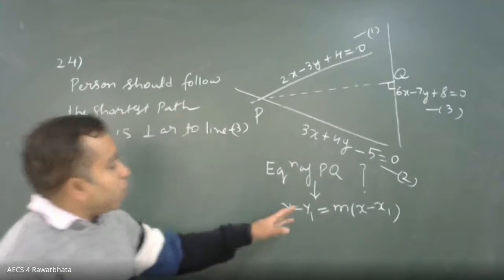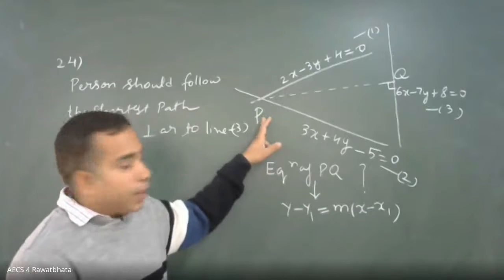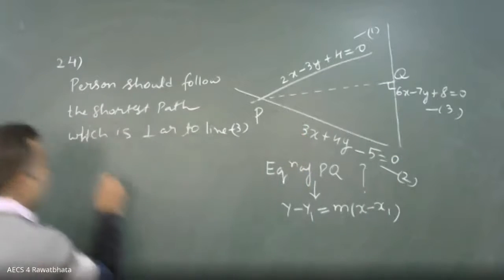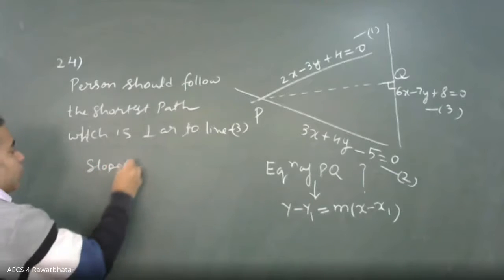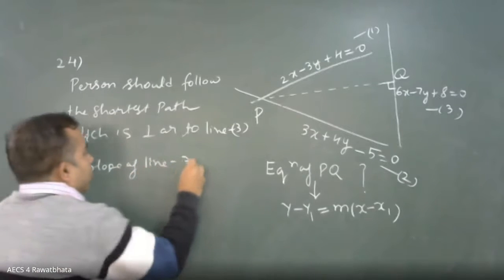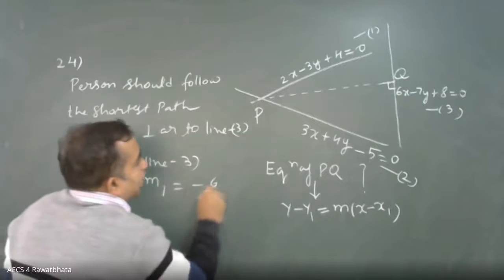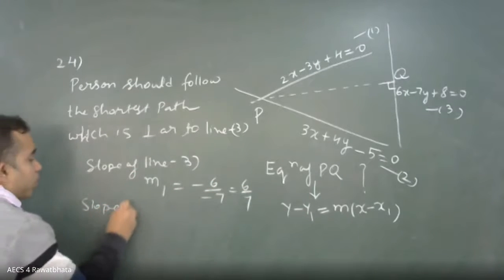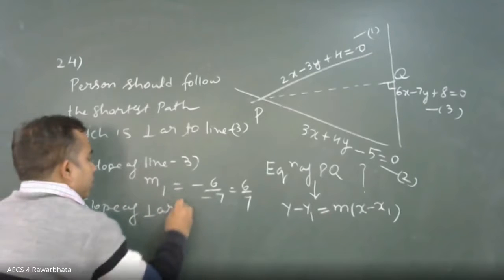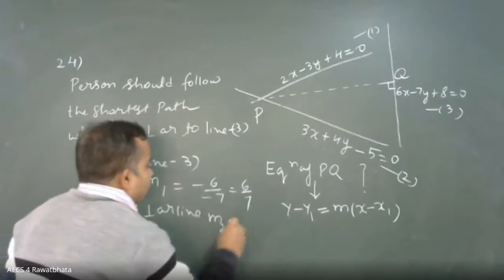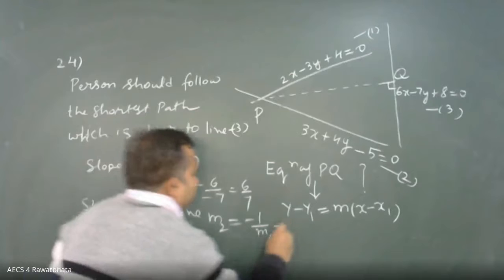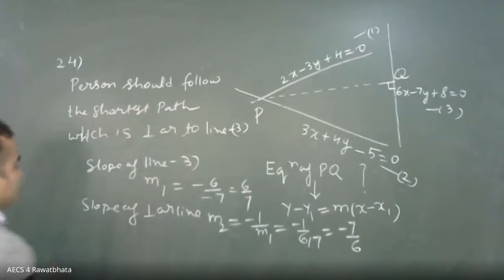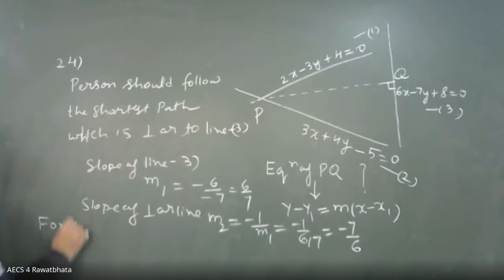So for this we need a point. That point will be P, and the slope we need. So let's find the slope of line 3 first, right? Which will be minus a upon b, which is 6 by 7. So slope of the perpendicular line, m2 equal to minus 1 upon m1, minus 1 upon 6 by 7, minus 7 by 6. Slope is ready. Now for P.